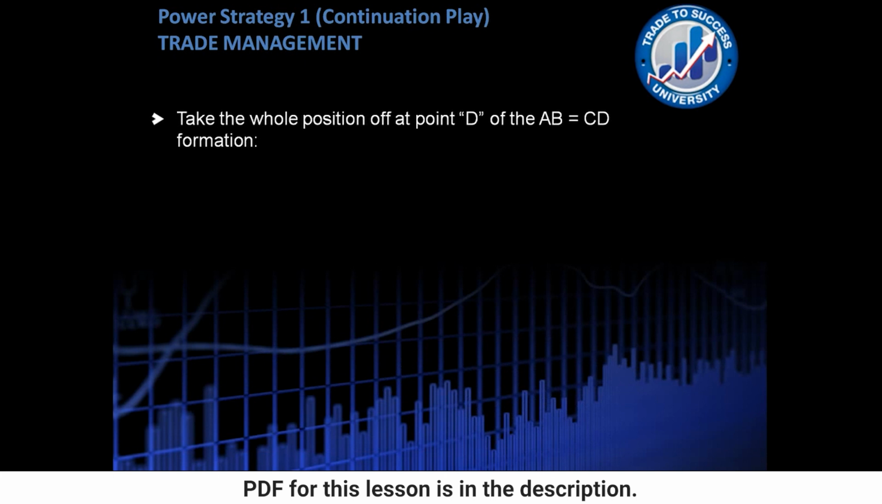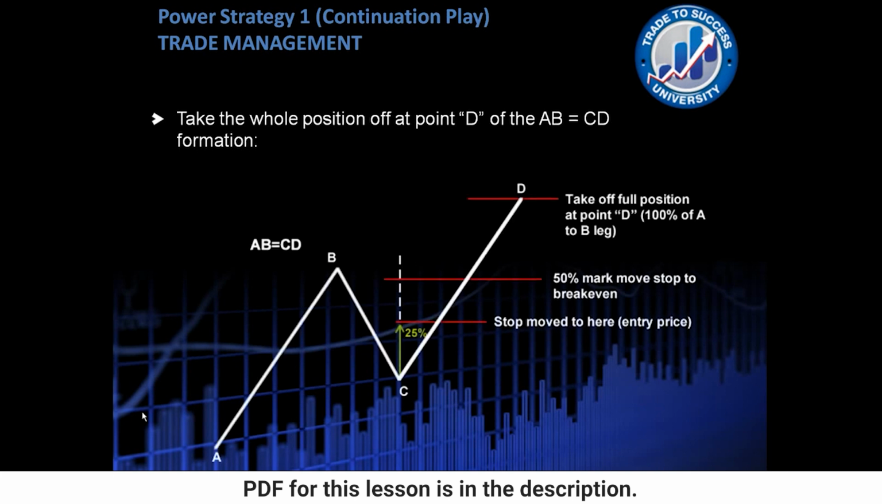So what we're then going to be doing is we're going to take the whole position off at point D of the AB equals CD formation. So we've got the A, B, C, D move, and this is AB equals CD. Obviously we're looking for, from point C, the exact same number of pips run up as there were from A to B. Hence the AB equals CD formation.